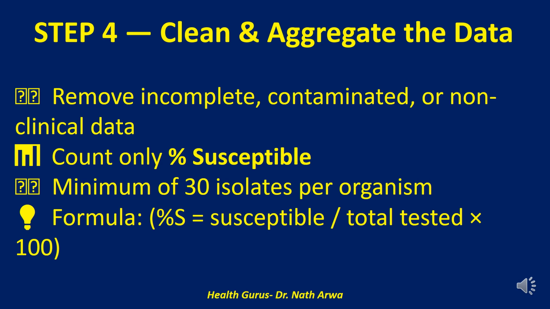Now, here's a golden rule. Only include organisms that have at least 30 isolates tested. Why 30? Because smaller sample sizes can be misleading. Just a couple of resistant bugs could skew your entire data set.